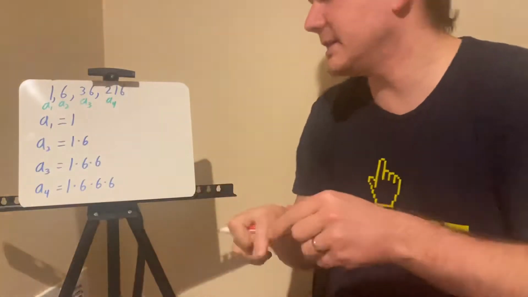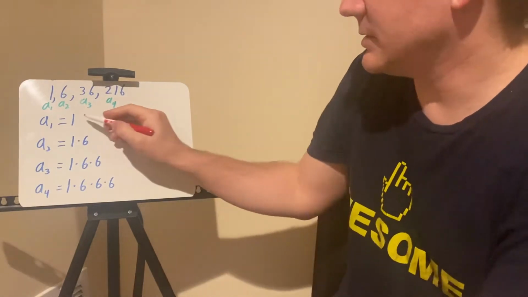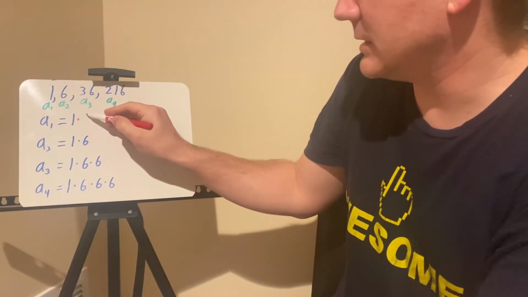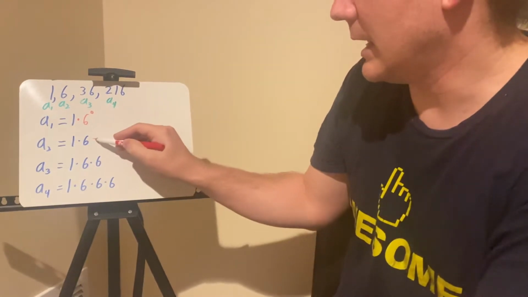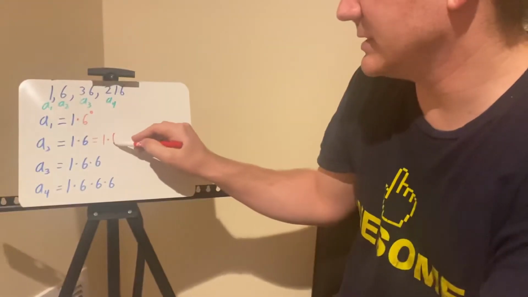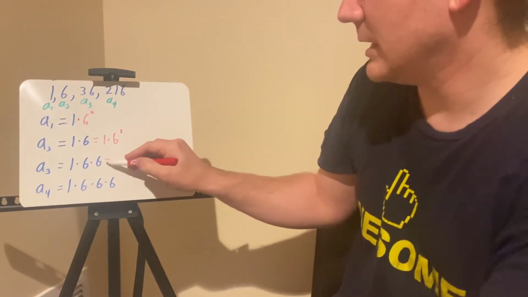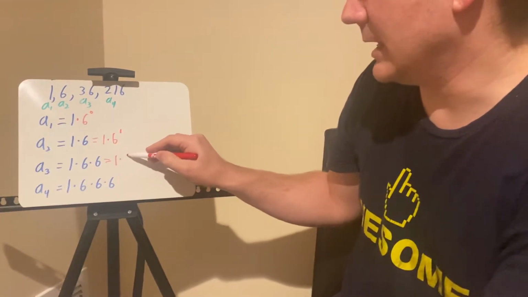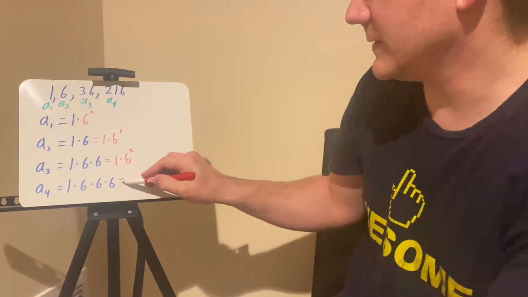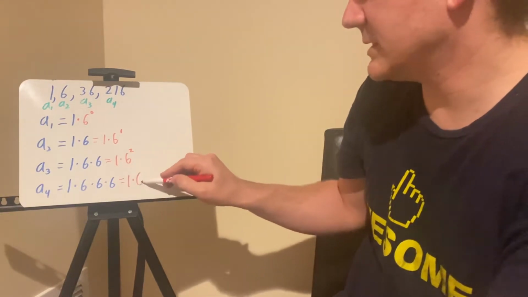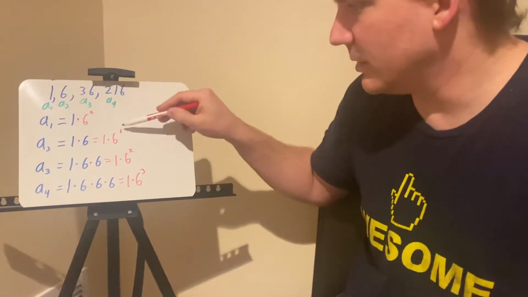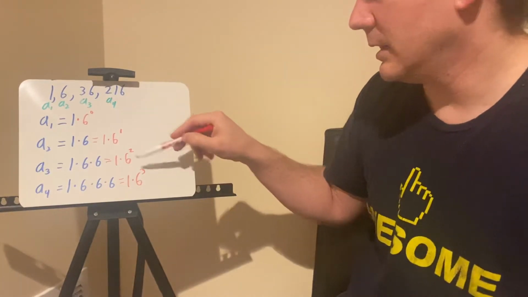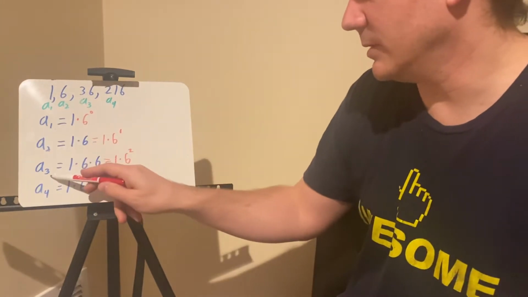So what you could do with this is you could even say this is 1 times 6 to the 0. And this is 1 times 6 to the first. And this is 1 times 6 squared. And this one is 1 times 6 to the third, right? So if you look at my exponents, it goes 0, 1, 2, 3. And this is a sub 1, a sub 2, a sub 3, a sub 4.